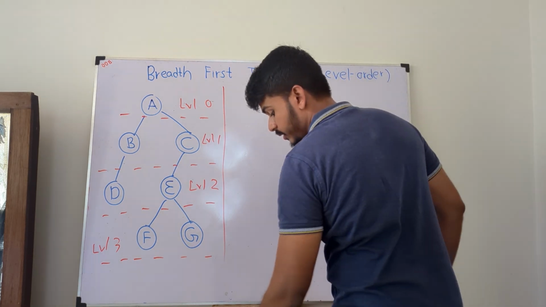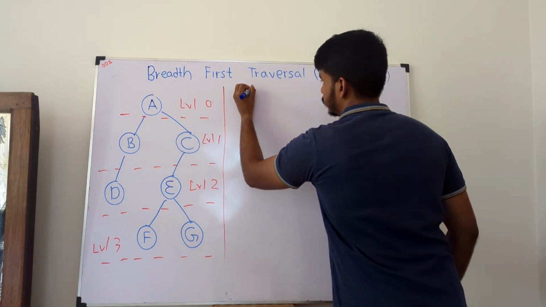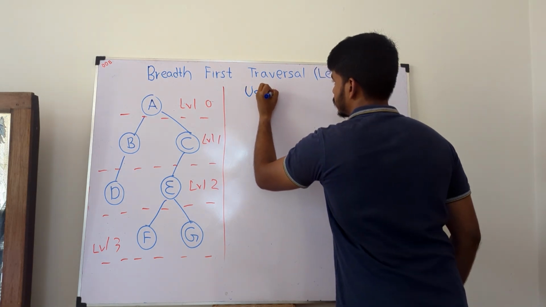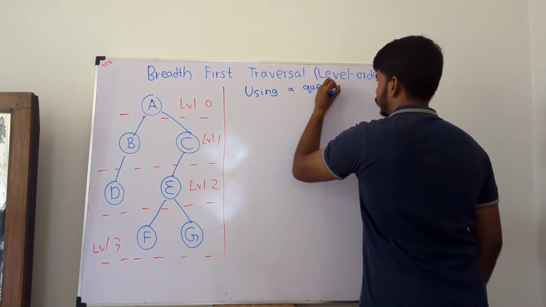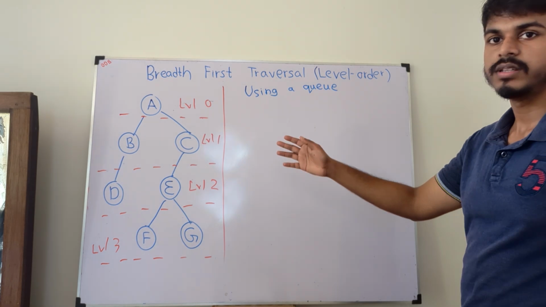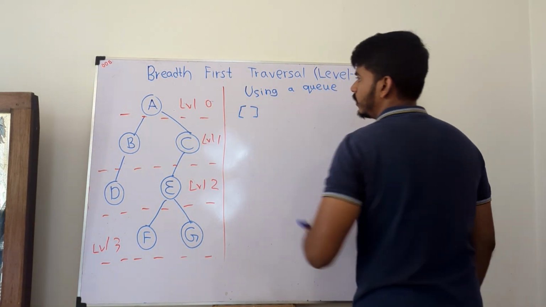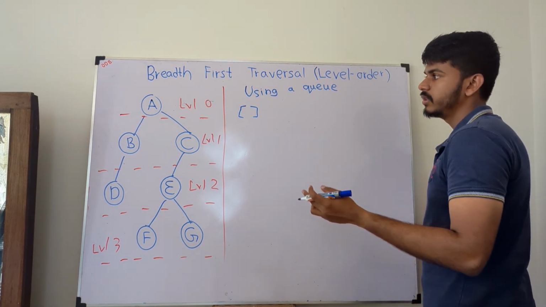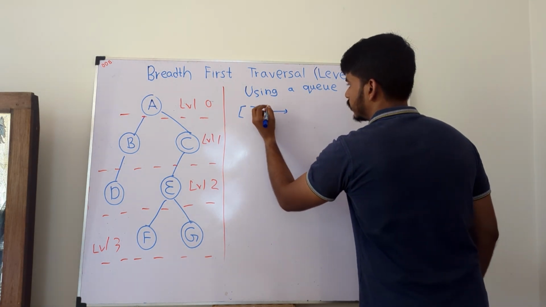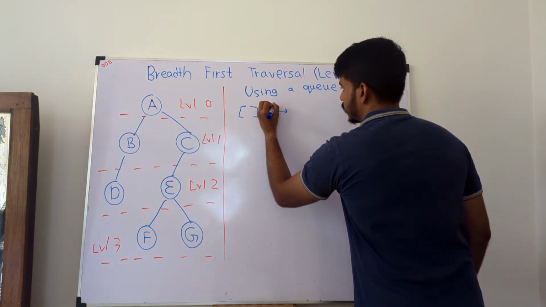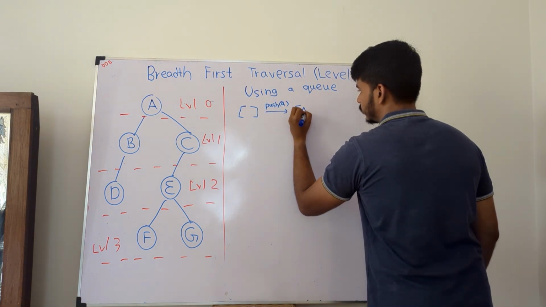We are going to use a queue to do this breadth first traversal. First, starting with an empty queue. Then I'm going to push the root node into this empty queue. The root node is A.